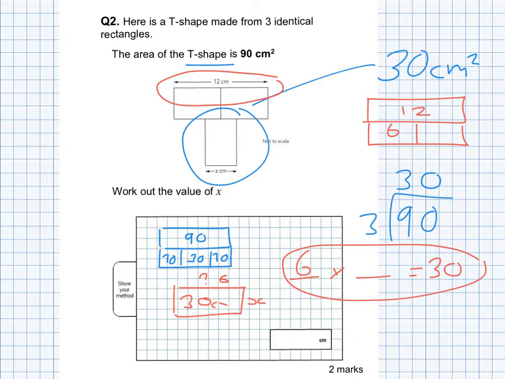I'm left with quite a simple calculation, really. 6 times something is 30. I can count in my 6s, or I might just know it. 6 times 5 is 30. So this side must be 5. Because when I times the length by the width, I'm going to get 30 centimetres squared. I've nearly forgot my squared symbol there. So how long is value x? Value x is 5 centimetres. And all of these jottings show me how I've got to that answer. Hope that makes sense. Thank you for watching.